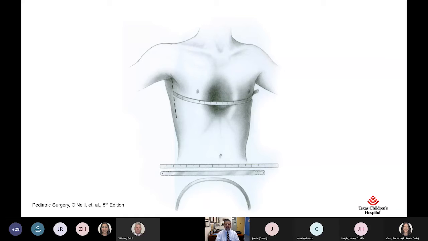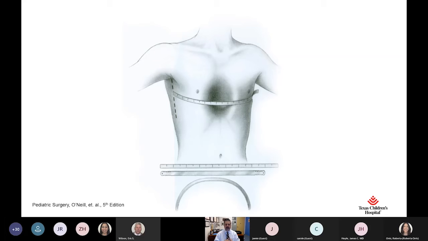Now, I would normally have some actual photos in the OR here, but we're going to just show you some drawings in this circumstance. So we have our patient with the obvious Pectus excavatum deformity. We have a tape measure across the chest here. We're measuring from mid-axillary line to mid-axillary line. That helps us determine what size bar we're going to use to repair the defect.